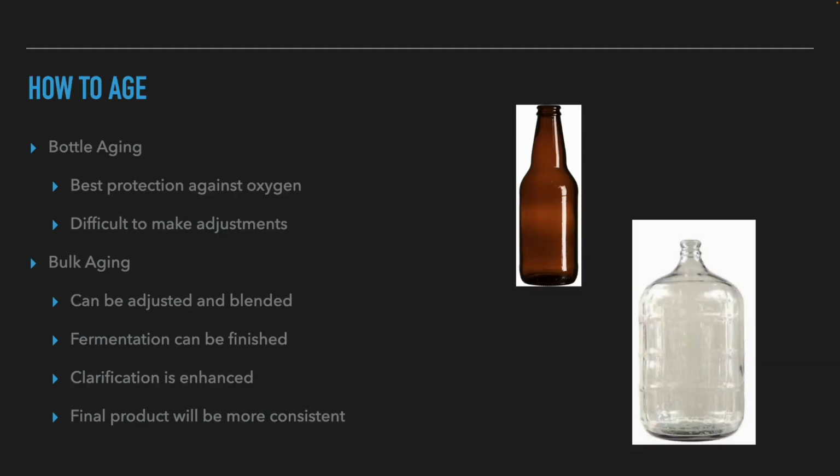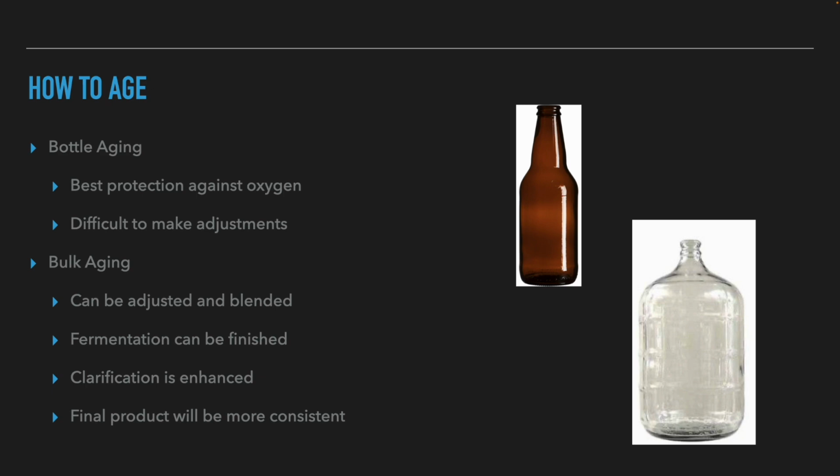After discussing the impact of aging on the cider, we will move on to talk about how to age the cider. Cider can be aged in the bottle, which has the benefit of very good protection against oxidation. But, on the other hand, it is difficult for the cider maker to make adjustments and changes.